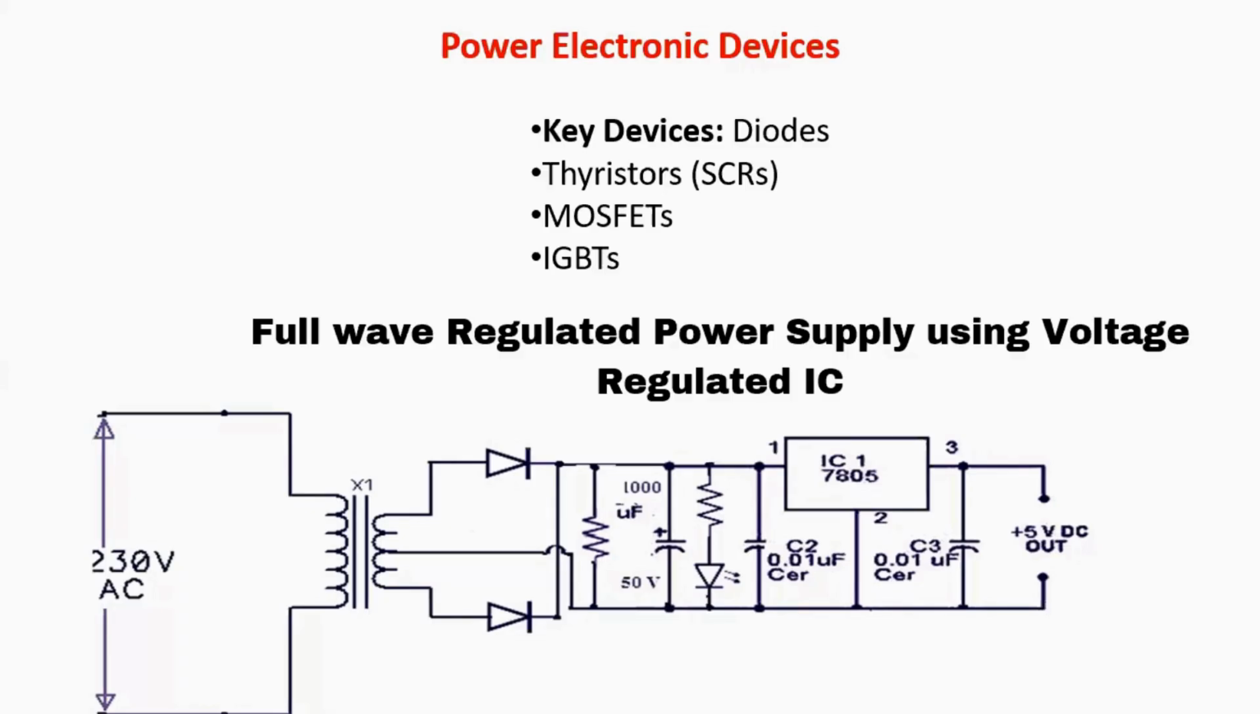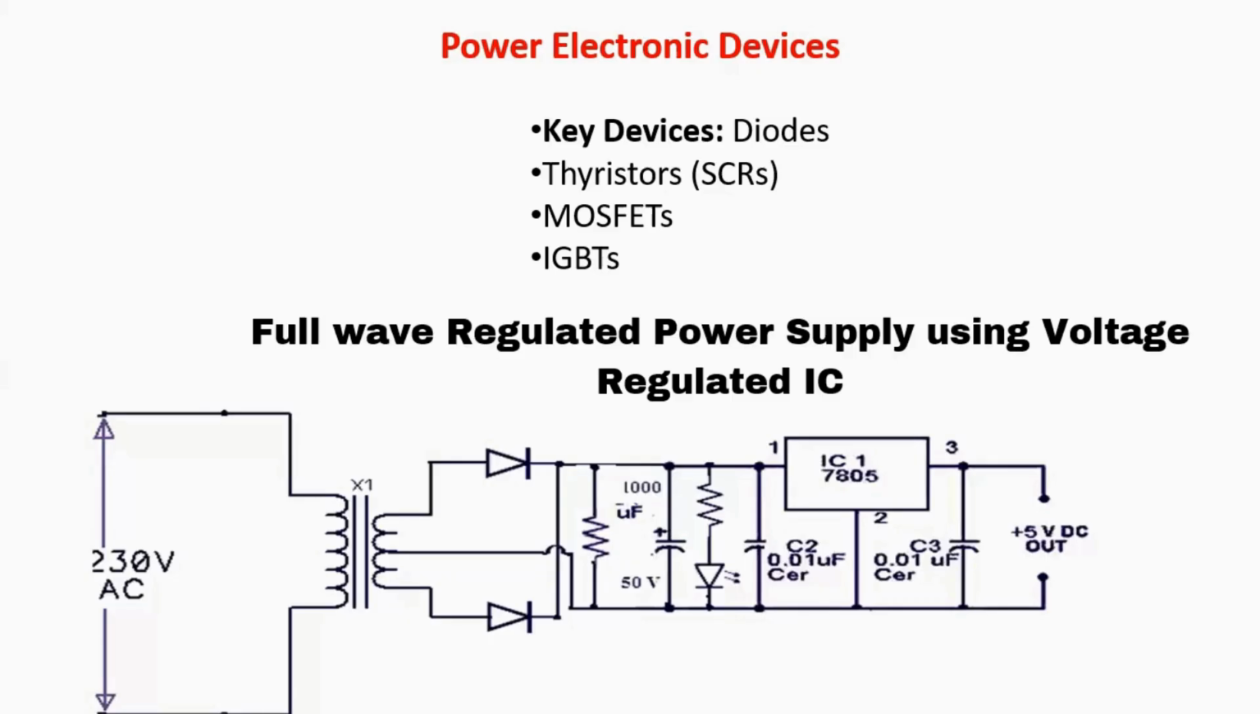We use thyristor, SCR, then diac, triacs. A lot of things are there. We are not going into detail, but I'm just giving you a little idea. Before going into the industry, you should know what is a diode, what is a thyristor, what is a MOSFET, what are IGBTs. MOSFET and IGBT we have already discussed in another class.